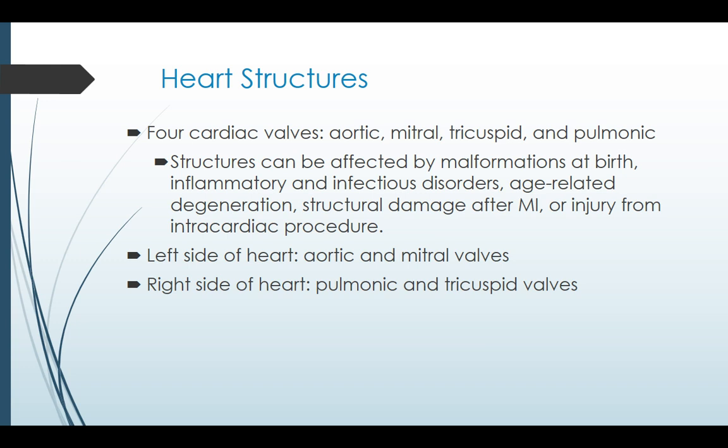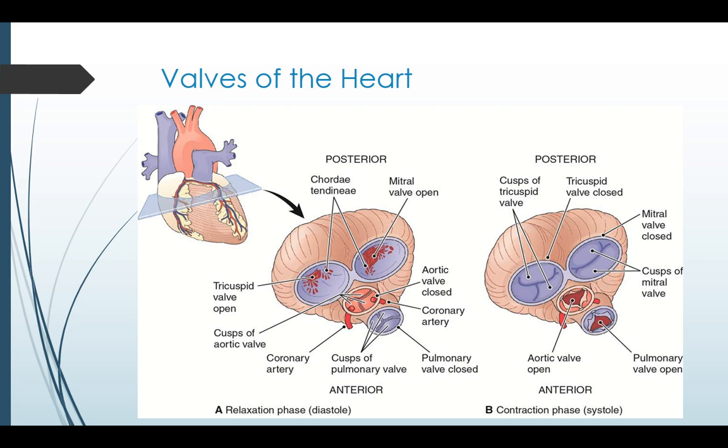Structures can be affected by malformations at birth, inflammation, and infectious disorders, age-related degeneration, surgical damage after MI, or injury from intracardiac procedures. Left side of the heart is aortic and mitral valves. Right side of the heart is pulmonic and tricuspid valves. Here is a picture of what it looks like, okay?